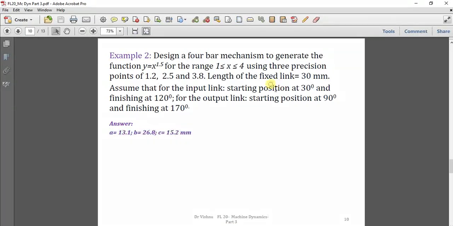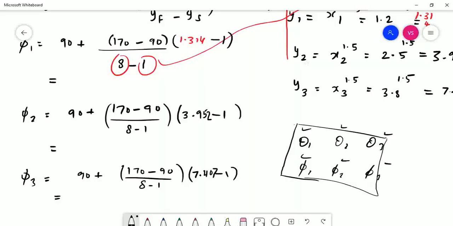In this particular problem, they have given you the length of the fixed link as 30 millimeter. That means D will be 30 for this problem. So use this value of D and find the A, B, C values and check the answers with what is given in the solution. Okay.